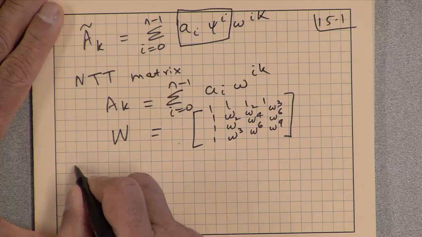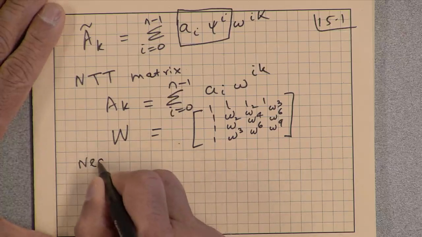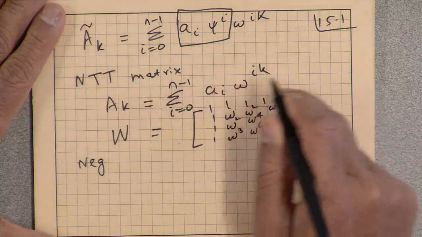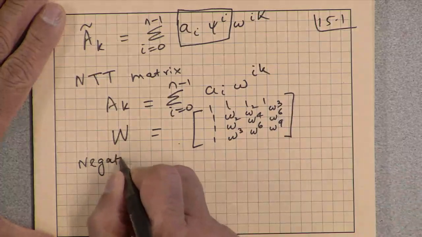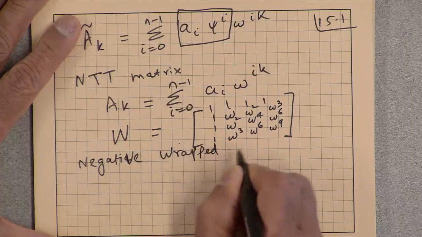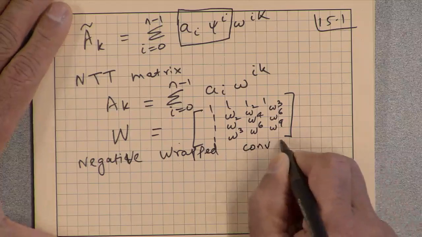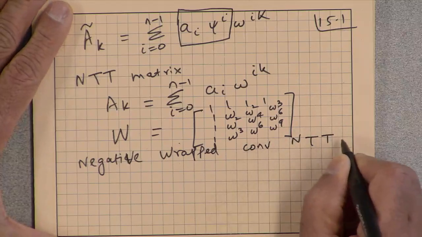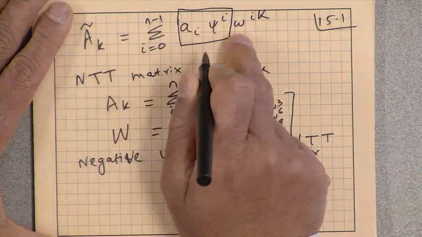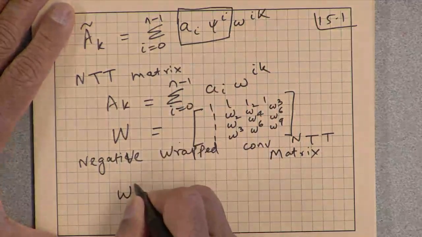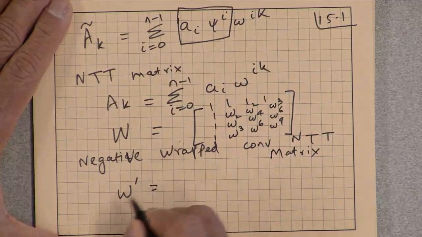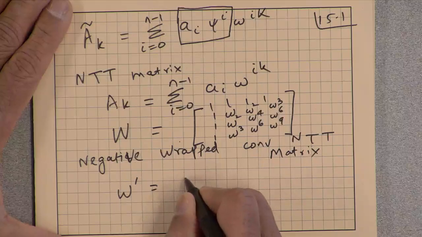So the negative wrapped convolution NTT matrix, so you can then say that, okay, capital A is this times lowercase a, the vector. So if I write this equation here by, let's call it W prime. It is always nice to think a little and find good notations, but let's just take W prime.